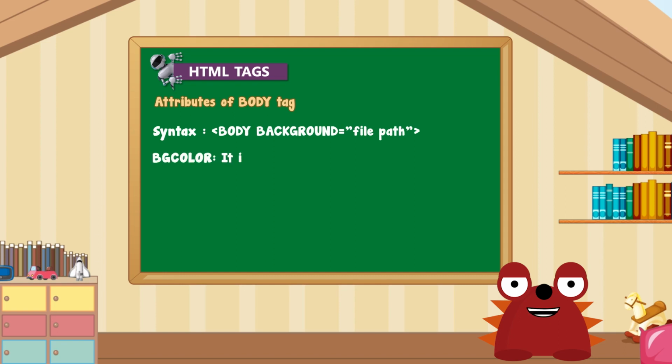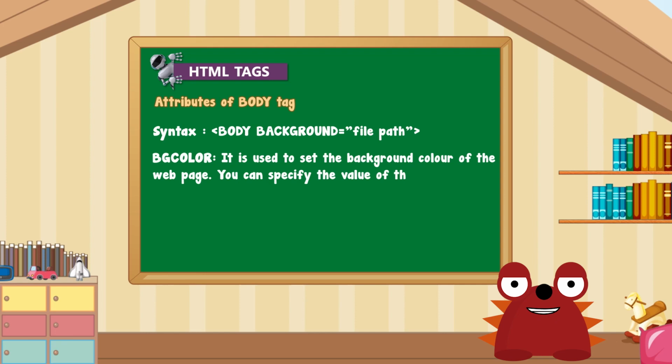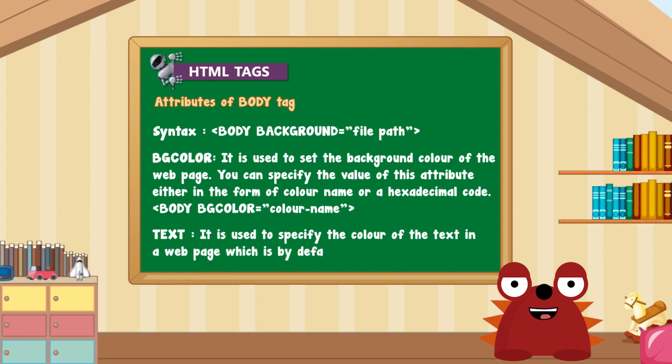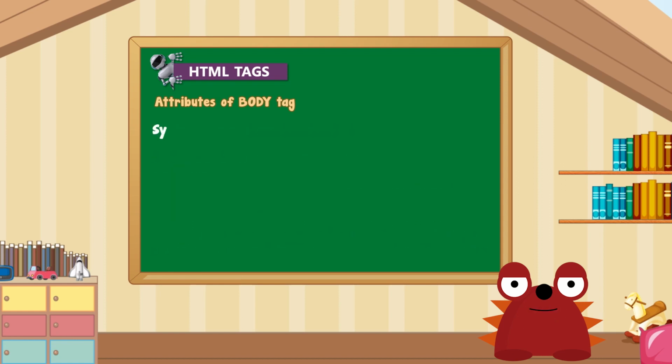Then there is bgcolor, which is background color. It is used to set the background color of the web page. You can specify the value of this attribute either in the form of a color name or a hexadecimal code. Syntax: body bgcolor is equal to color name. Third is text. It is used to specify the color of the text in a web page, which is by default displayed in black color. Syntax: body text is equal to color name.